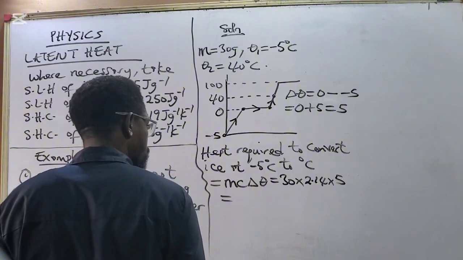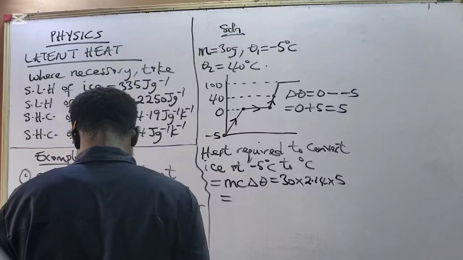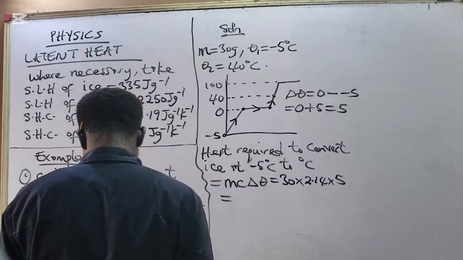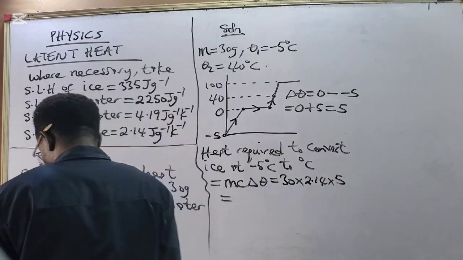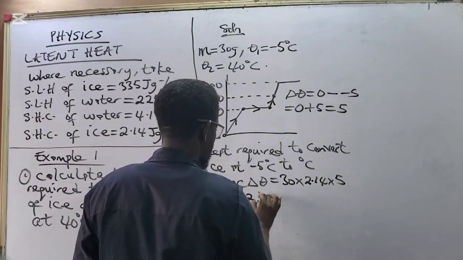30 times 2.14 times 5. So that will give us 321. That was 321. Okay.